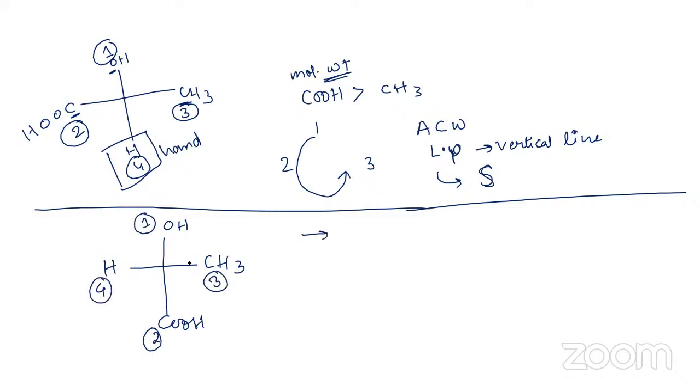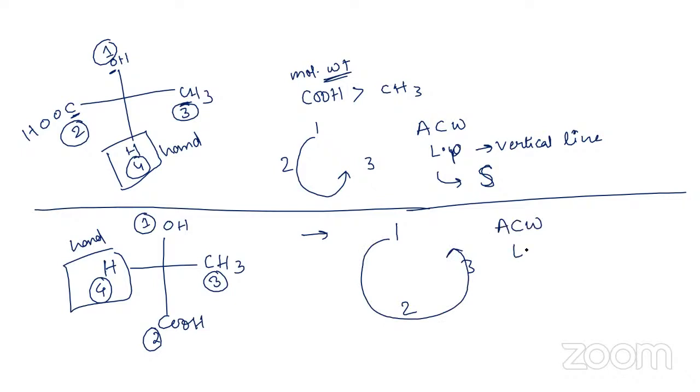Now, if you see from here, again, keep your hand on this. See the rotation. 1, 2, 3. So that means like this you are going, again anti-clockwise. But now the lowest group is at the horizontal line. So remember, whenever the rotation is anti-clockwise and the lowest group is at the horizontal line, what happens?